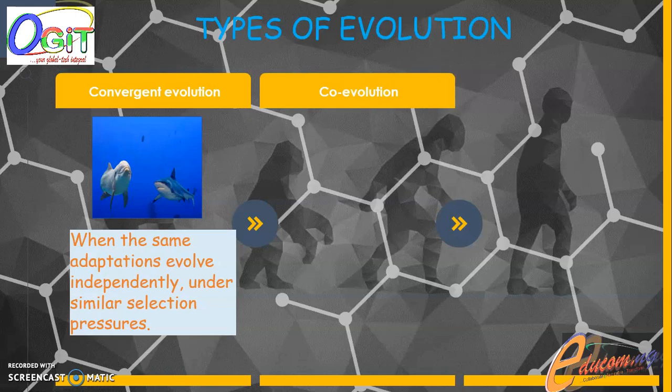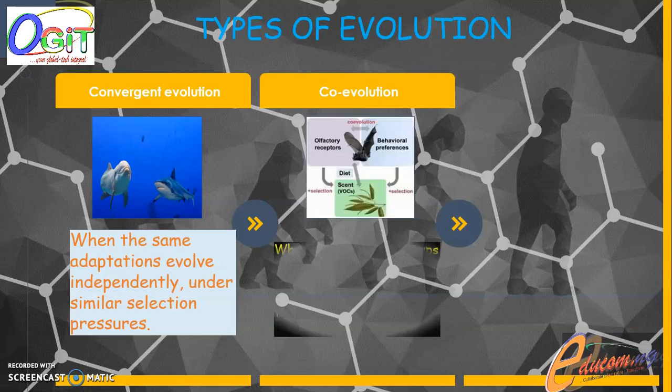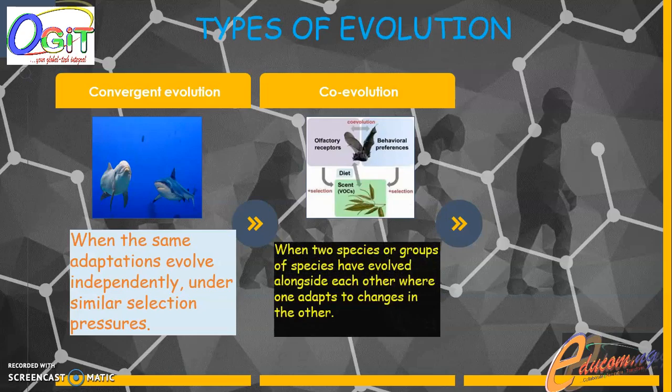The second type of evolution is coevolution. Coevolution is when 2 species or groups of species have evolved alongside each other, where one adapts to changes in the other. For example, flowering plants and pollinating insects such as bees.